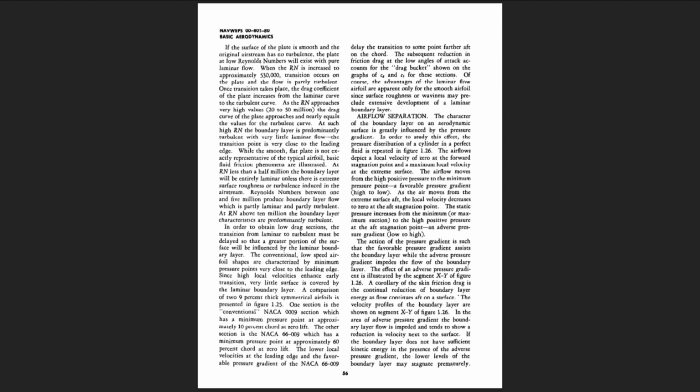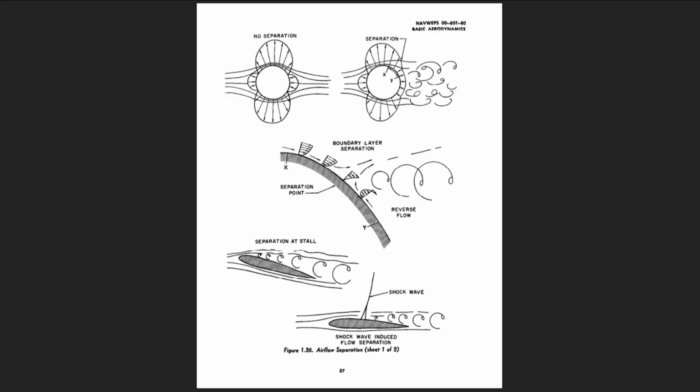Airflow separation. The character of the boundary layer on an aerodynamic surface is greatly influenced by the pressure gradient. In order to study this effect, the pressure distribution of a cylinder in a perfect fluid is repeated in Figure 1.26. The airflows depict a local velocity of 0 at the forward stagnation point and a maximum local velocity at the extreme surface. The airflow moves from the high positive pressure to the minimum pressure point, a favorable pressure gradient, high to low. As the air moves from the extreme surface aft, the local velocity decreases to 0 at the aft stagnation point. The static pressure increases from the minimum, or maximum suction, to the high positive pressure at the aft stagnation point, an adverse pressure gradient, low to high.